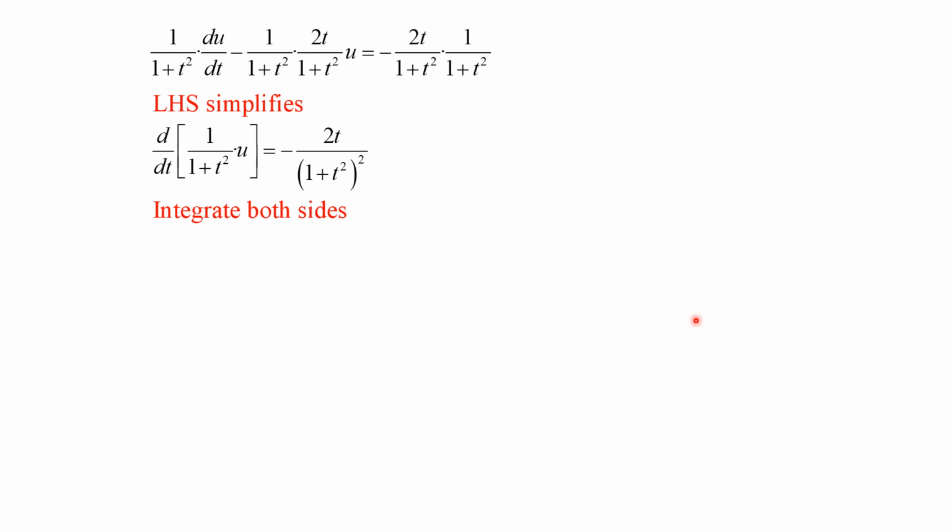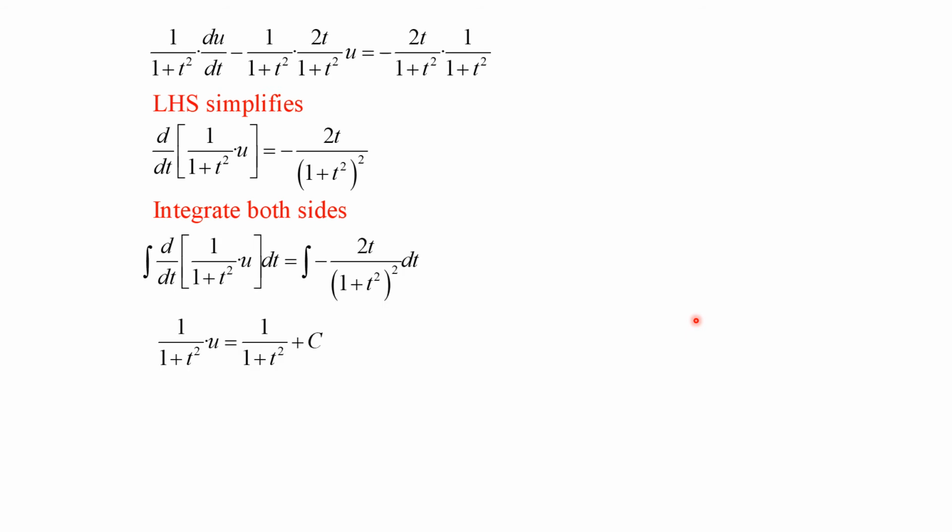We integrate both sides of that. And so that's going to give us 1 over 1 plus t squared times u equals, on the other side, we'll use substitution again, where w is 1 plus t squared, and so dw would be 2t times dt. And so when we integrate that, we would wind up with 1 over 1 plus t squared plus c. Final steps are to multiply by 1 plus t squared to get u by itself. So u is going to be 1 plus c times 1 plus t squared.